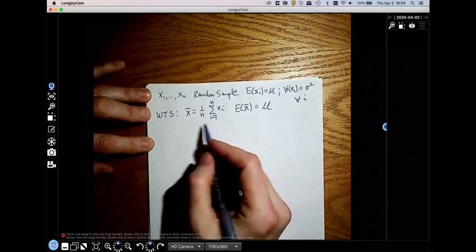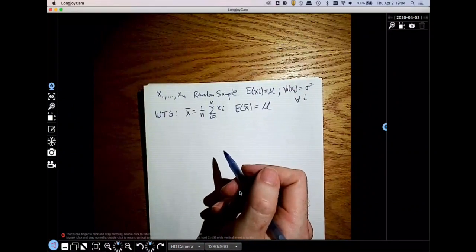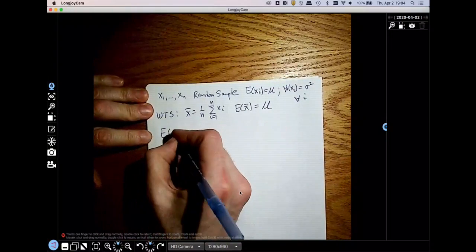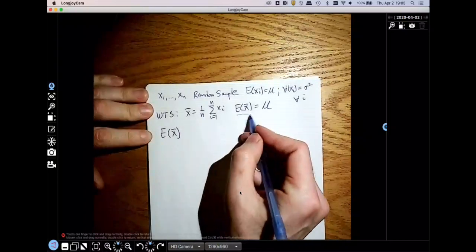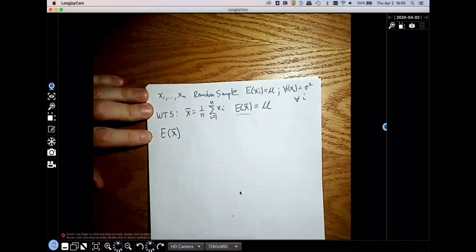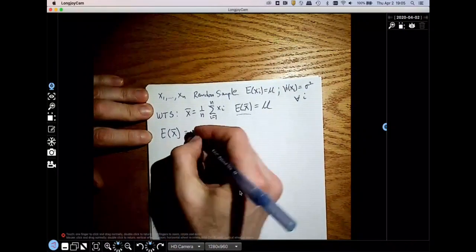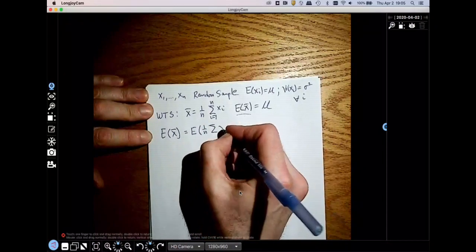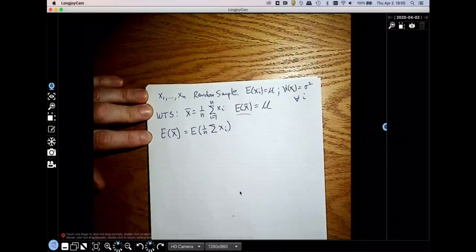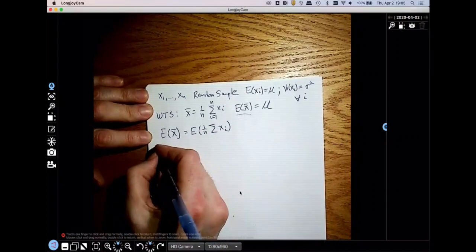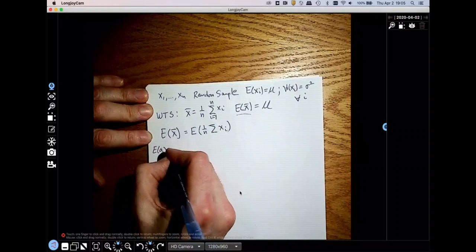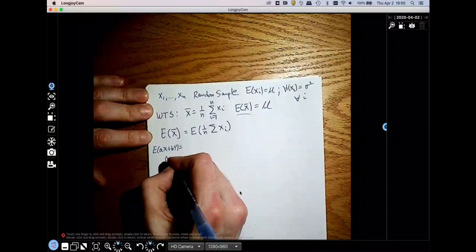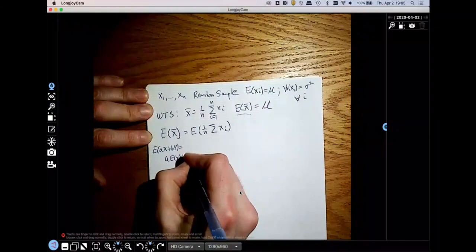Well, this is a very easy thing to show. So let's just go do that. So what's the expected value of x bar? Let's just start on the left-hand side and see if we can get to the right-hand side. So this is equal to the expected value of 1 over n sum x_i. Now, remember we had a result last time. The expected value of, what was it, aX plus bY is just a E[X] plus b E[Y].